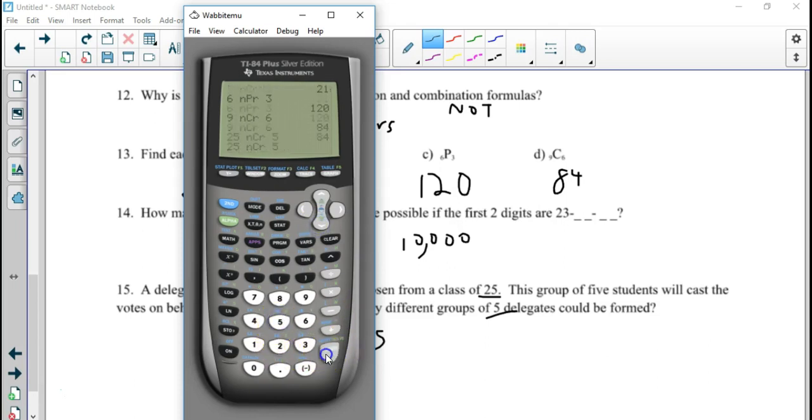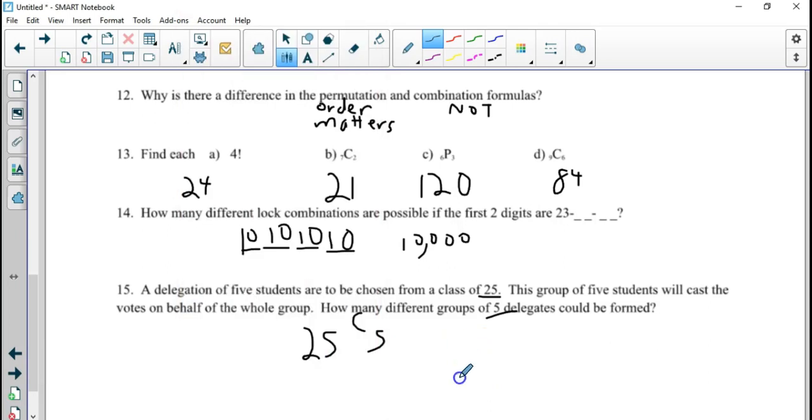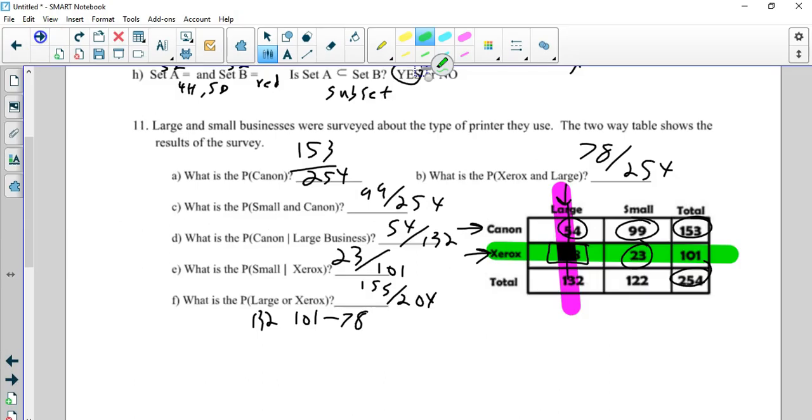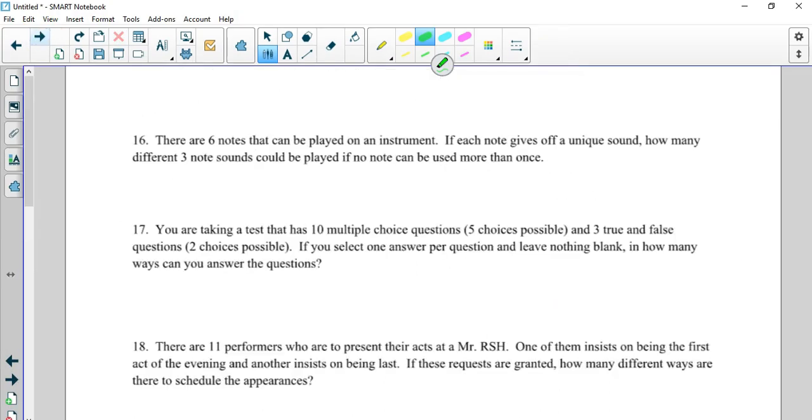Hit 5, and there you go, 53,130. Let me just double check, make sure I got it right. Yep. That's how many possible groups there are. Okay, almost done.